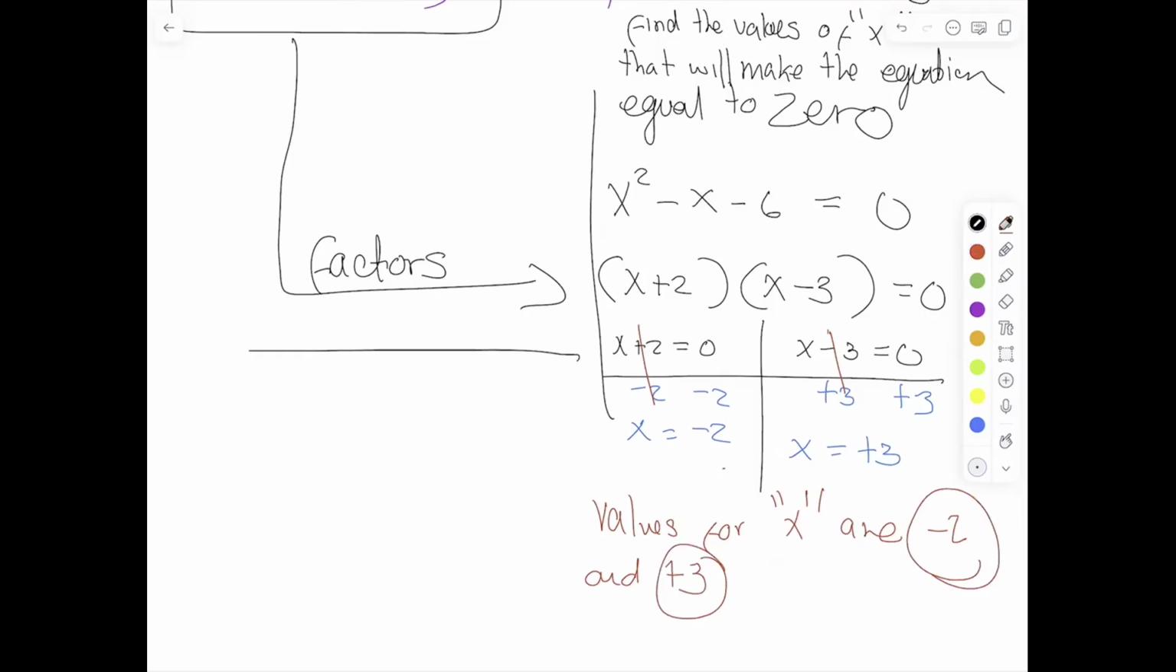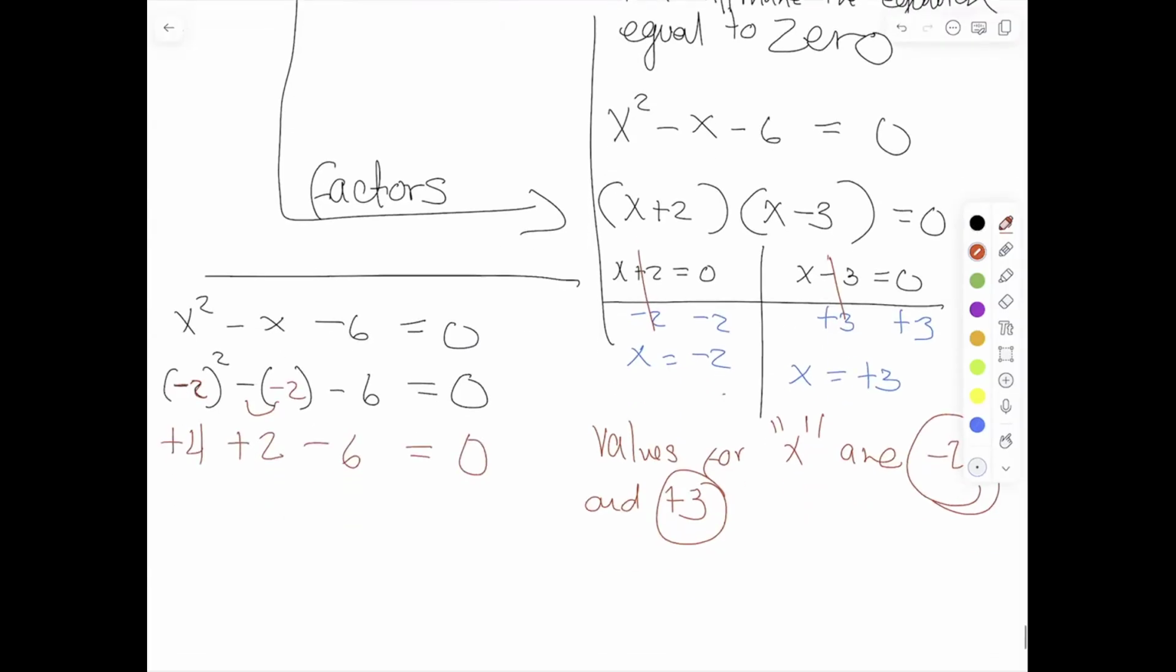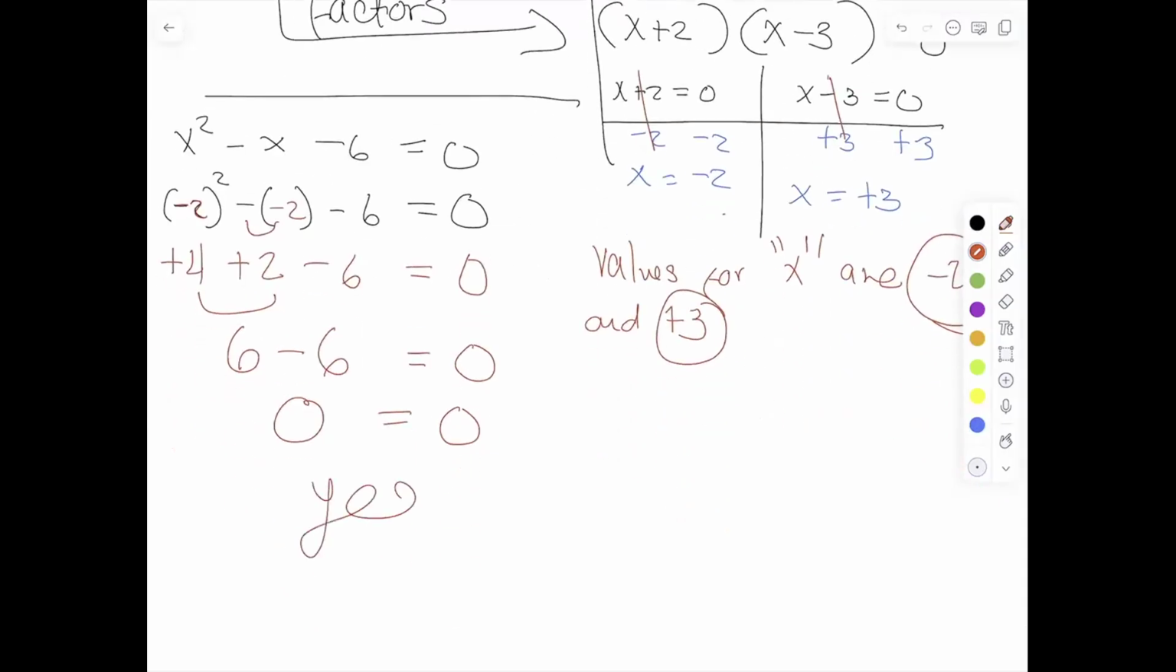How do I know that's right? Well, let's see. X squared minus x minus 6 is equal to 0. I am going to replace x with these values. I'm going to use -2. What is -2 squared? A negative and a negative is a positive. 2 times 2 is 4. A negative and a negative is a +2. -6. What is 4 and 2? 6. What's 6 minus 6? 0. Is that equal to 0? Yes. I'm happy, right?